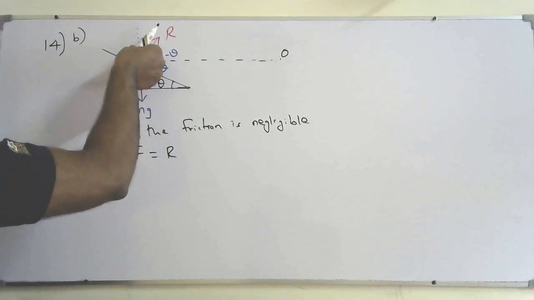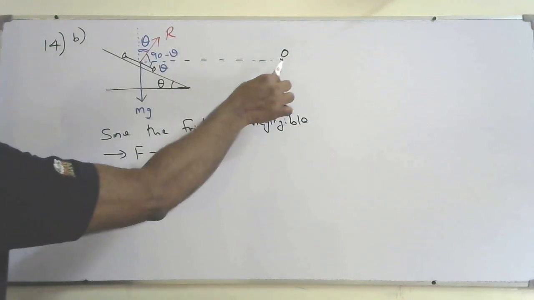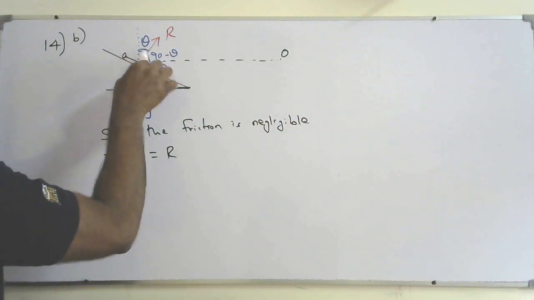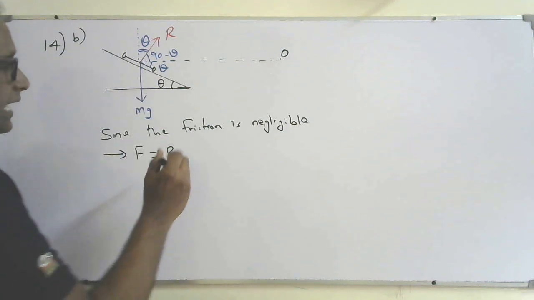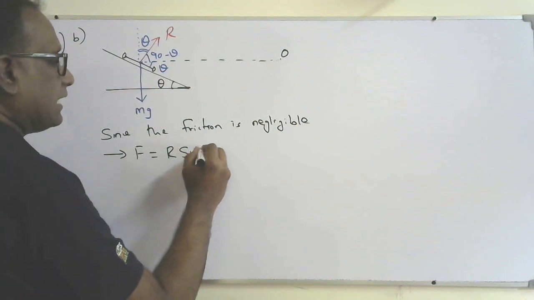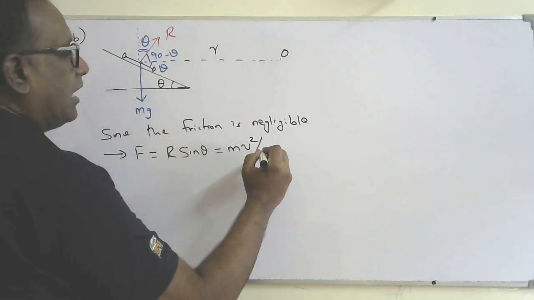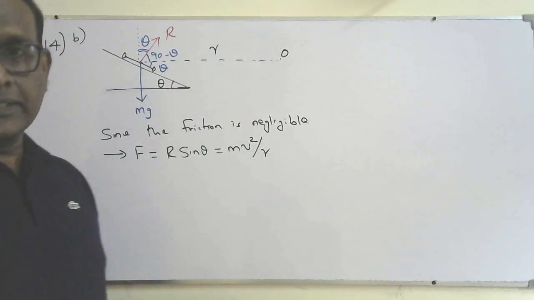You know the component of R towards the O. O is the center of the circular path. R sine theta. This angle is theta. So R sine theta is going to be mv squared over r, where r is the radius of the circular path.